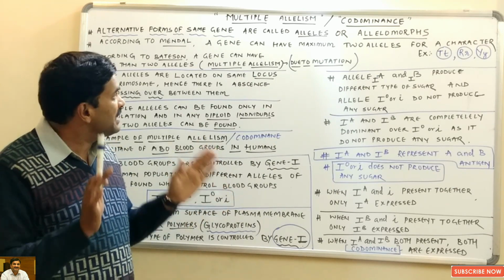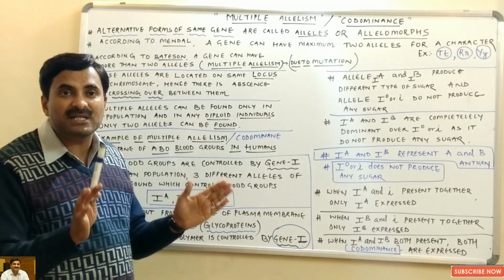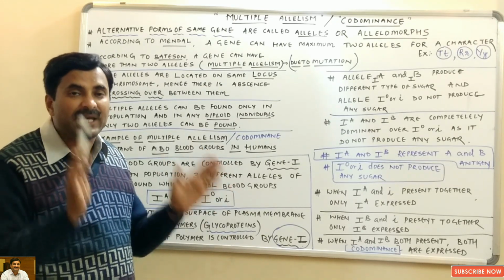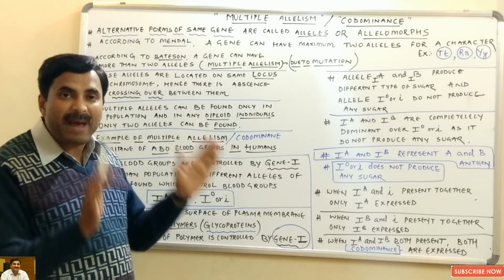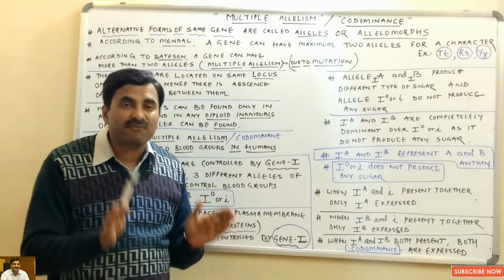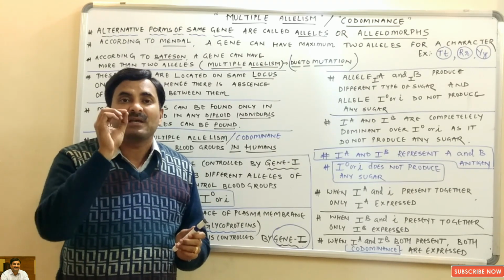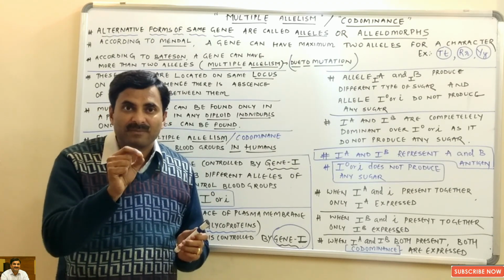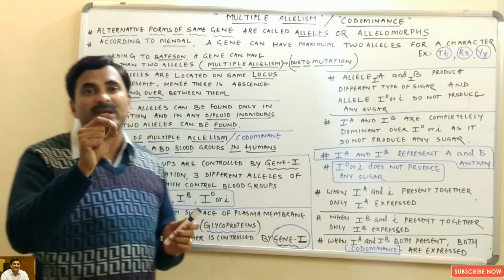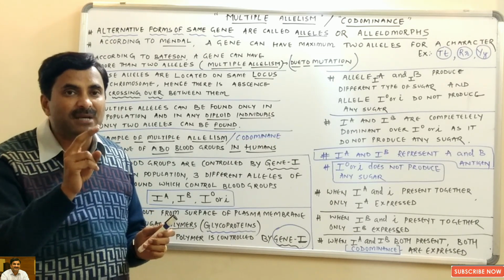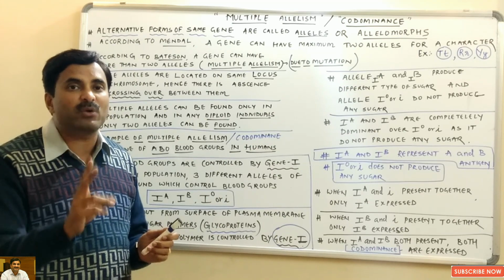Now, according to Mendel's hypothesis, a gene can have a maximum of 2 alleles for a particular character. Again I am repeating, according to Mendel, a gene can have maximum 2 alleles for a character. Say there is a character known as plant height. So this plant height will have only how many alleles? 2 alleles. It will be represented by 2 alleles.